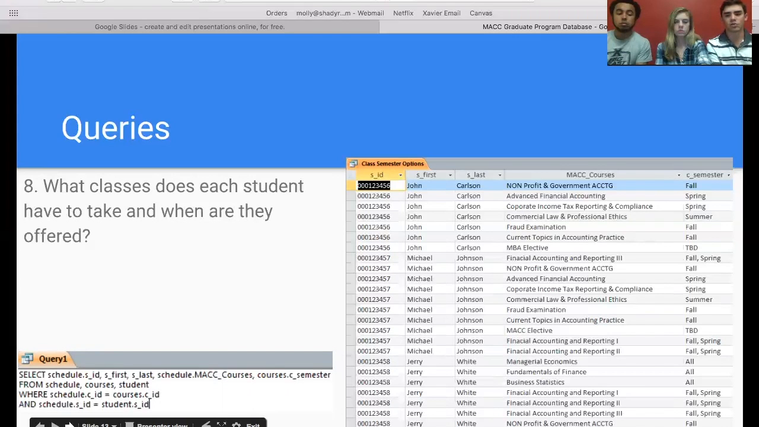For example, John Carlson will need to take about 6 classes in order to graduate. These classes are all offered anywhere from the fall to the spring to the summer, and the MBA elective is yet to be determined.